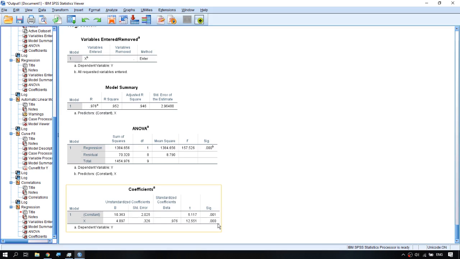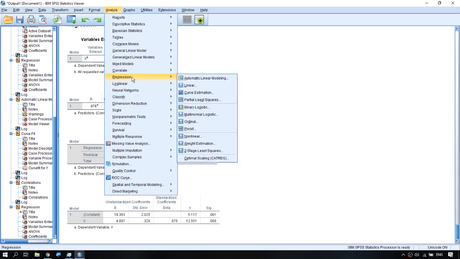So that's one way of regression analysis in SPSS. But in many cases, we also want to see the data points and the straight line in a graph. And in order to do that, we can click on Analyze, go to Regression again, but this time we choose the third option, Curve Estimation.